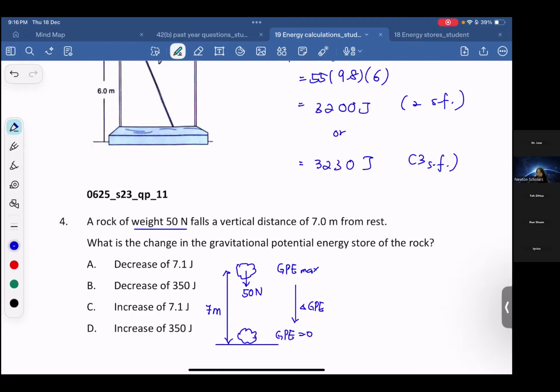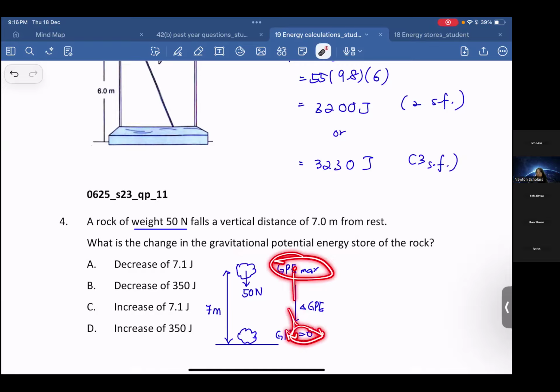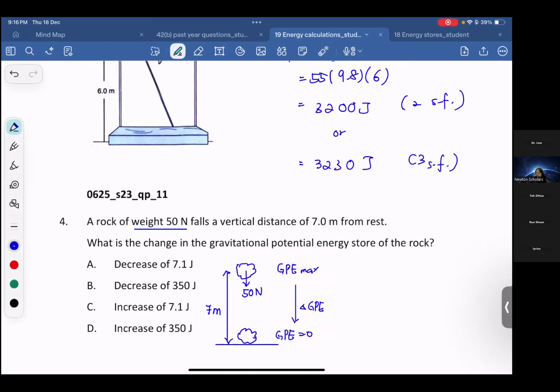Crystal, B, correct. Okay, so at the highest position, 7 meter, this is the maximum GPE. After that, it is falling until it hits the ground, and there is no more GPE. So what is the change of GPE? We just find the GPE. From the starting point, what is the energy? Then that is the change until the end, where we don't get any GPE anymore. So at here, the energy for GPE is mgh.